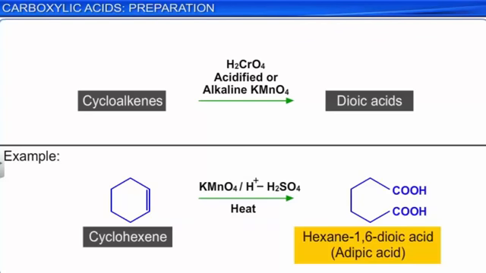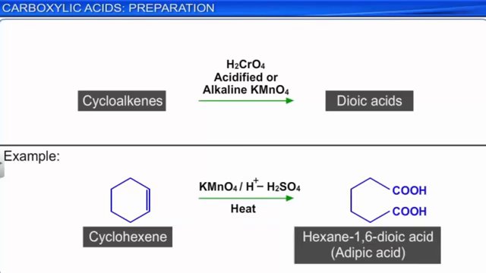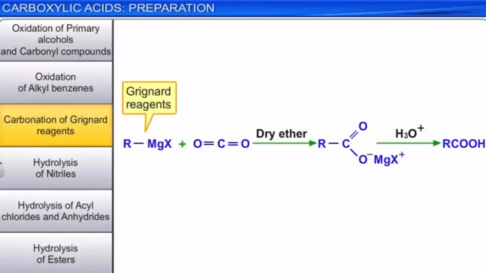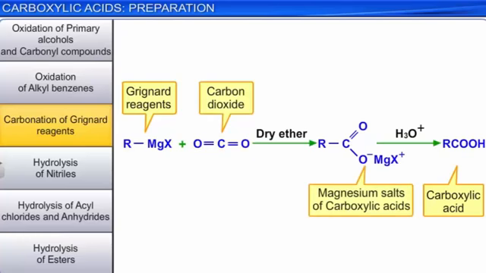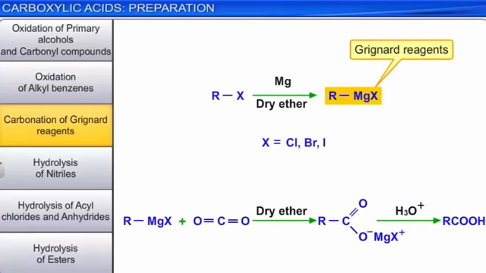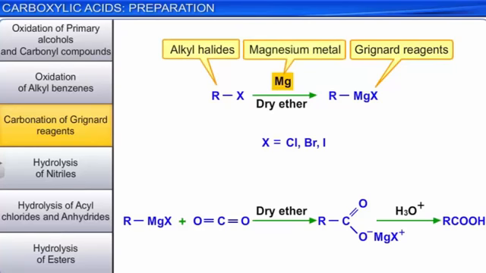The carbonation of Grignard reagents is another important method for the preparation of carboxylic acids. Grignard reagents react with carbon dioxide to form the magnesium salts of carboxylic acids. The free acid can be obtained from the salt by treating it with mineral acids. Grignard reagents can be obtained by the reaction of alkyl halides with magnesium metal in dry ether. The conversion of trimethyl acetic acid from tertiary butyl chloride is illustrated here.